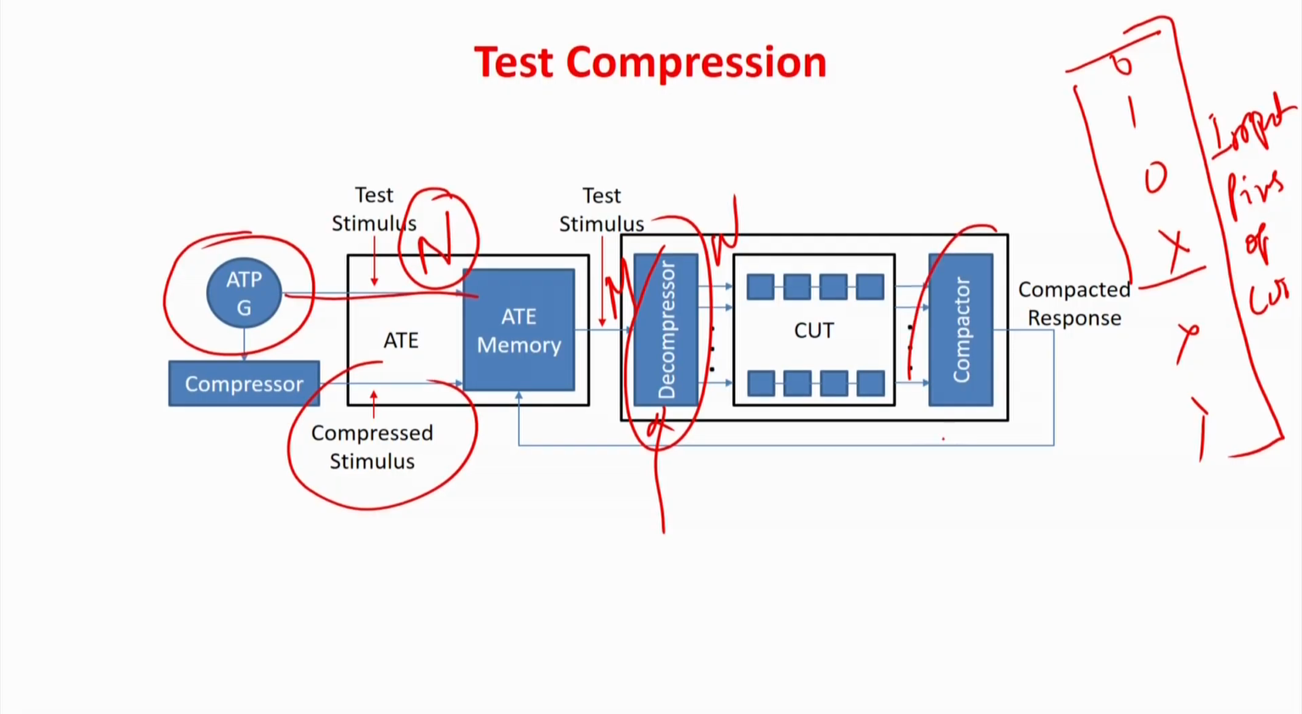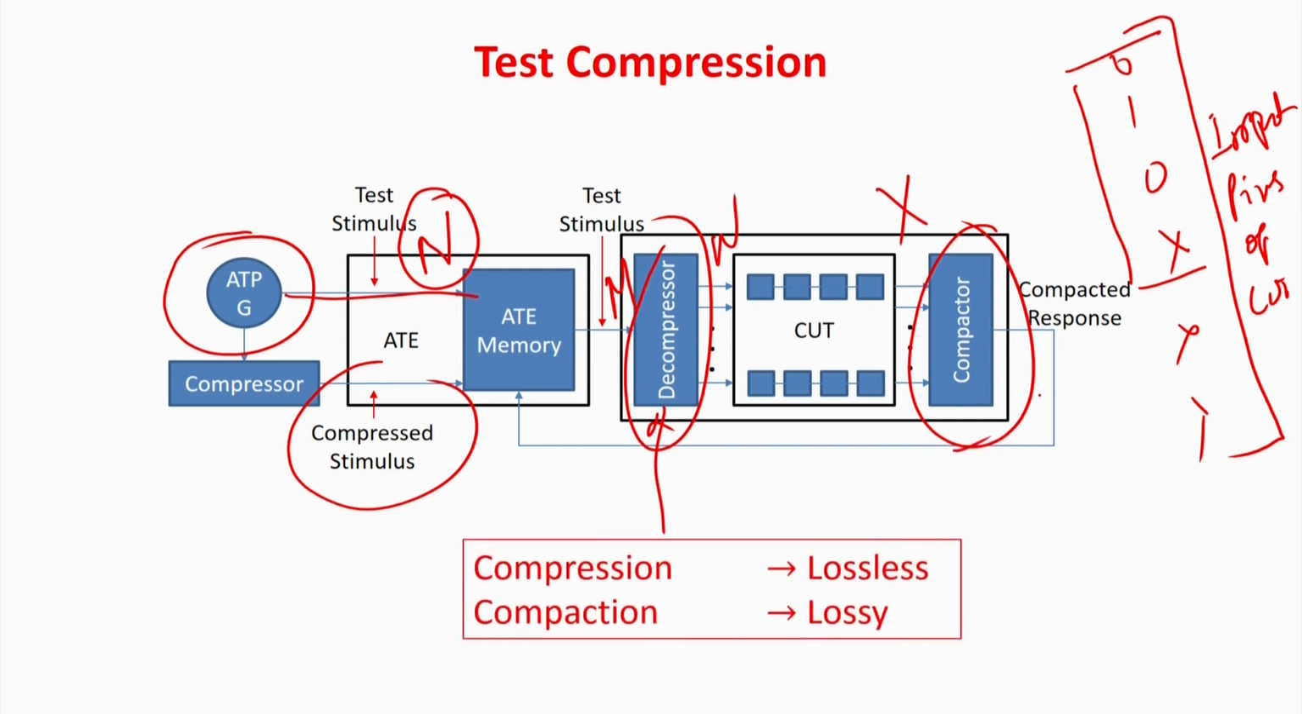And the output is something called a compactor, because of course a huge number of outputs can also be there. But again, we are not going to take all the direct responses from the CUT and put them in the ATE memory and analyze. It will not be a very good idea, we will be going for a compaction.